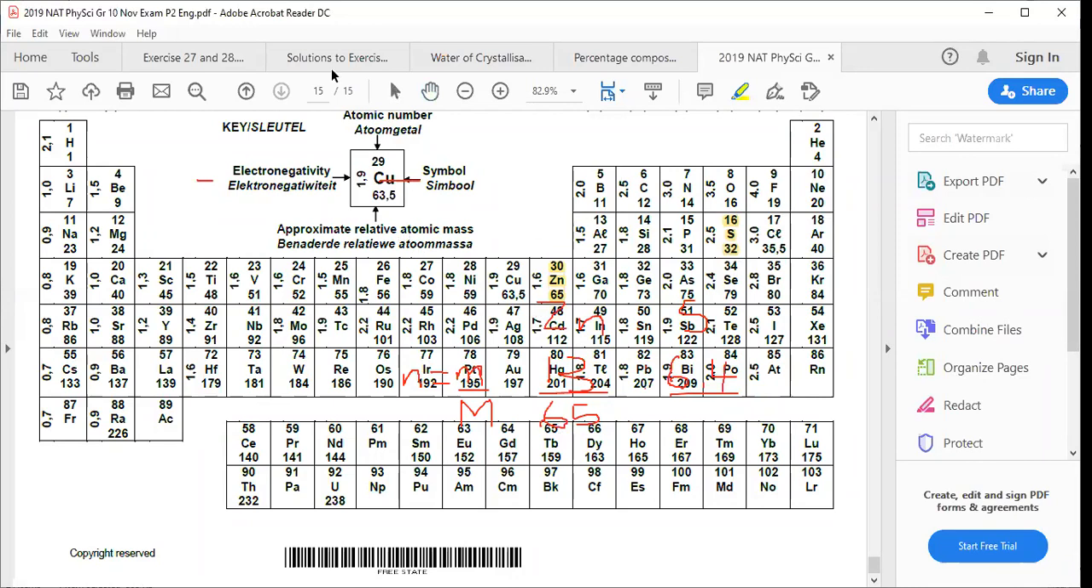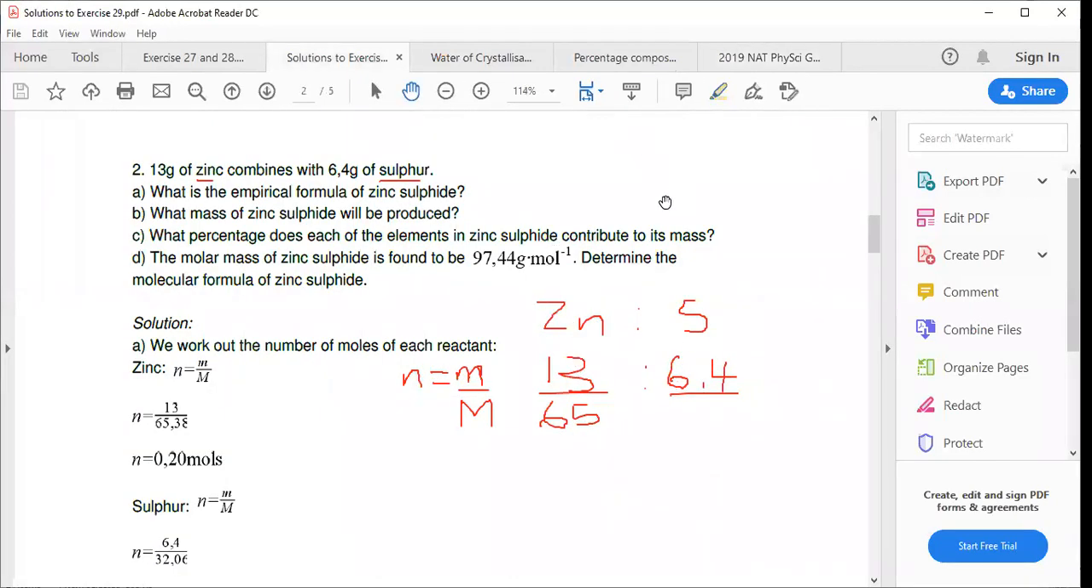Then I'm going to divide by 32 and get the ratio. The answer here, 13 divided by 65, is 0.2. Then 6.4 divided by 32 again gives 0.2.